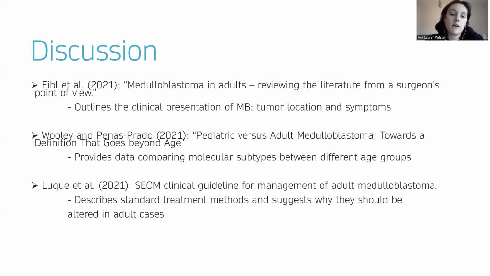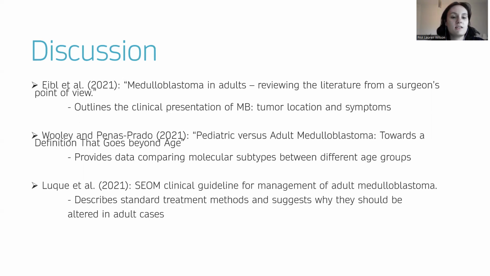In terms of the histological subtype, the children overwhelmingly present with the classic subtype, regardless of the molecular subtype, and adults, again, overwhelmingly represent the desmoplastic or nodular histologic subtype. Moving right along, my third article is by Luck et al.